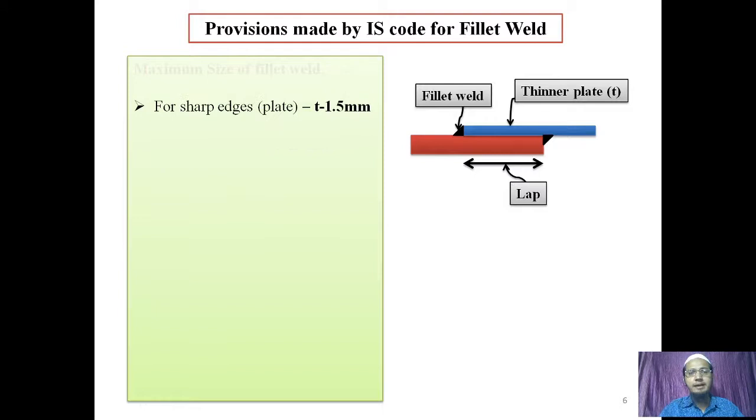If you are joining two plates, one 20 mm and the other 16 mm, what should be the maximum size of the weld? Yes, the thickness of the thinner part, that is 16 minus 1.5, equals 14.5 mm, and we can take 14 mm. 14.5 is the maximum; we should not go beyond that value.